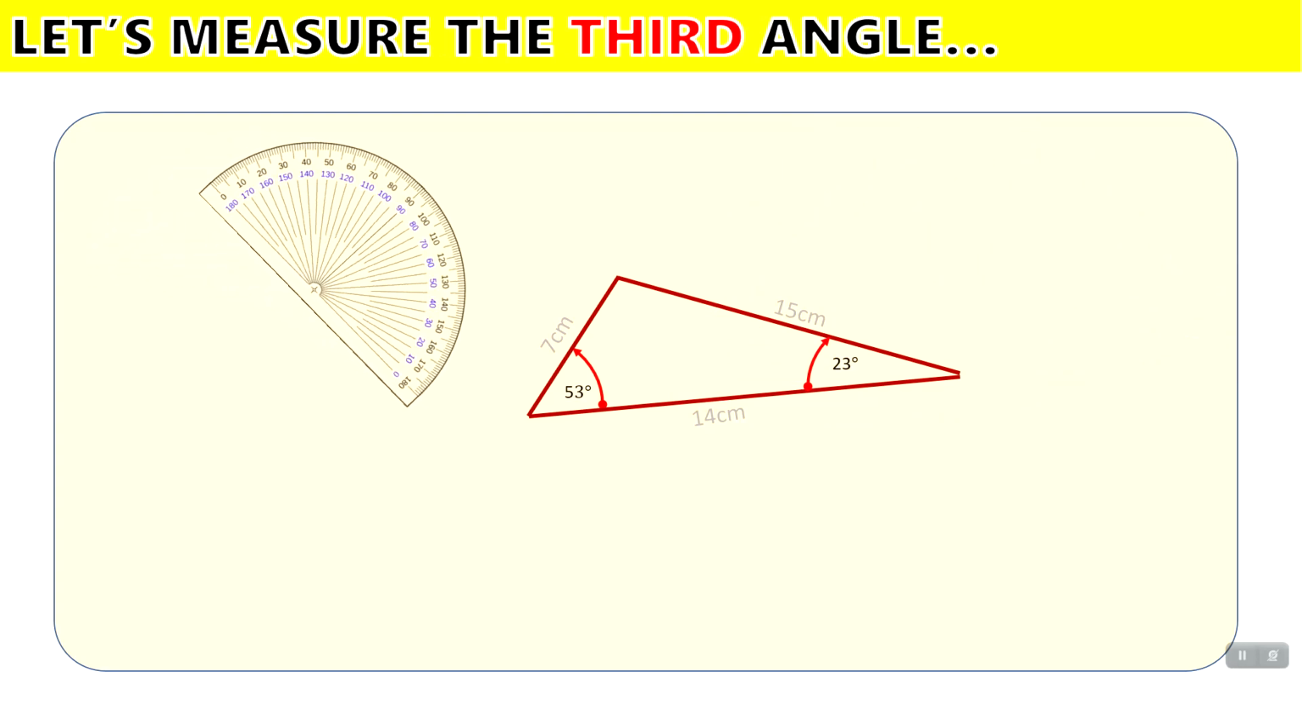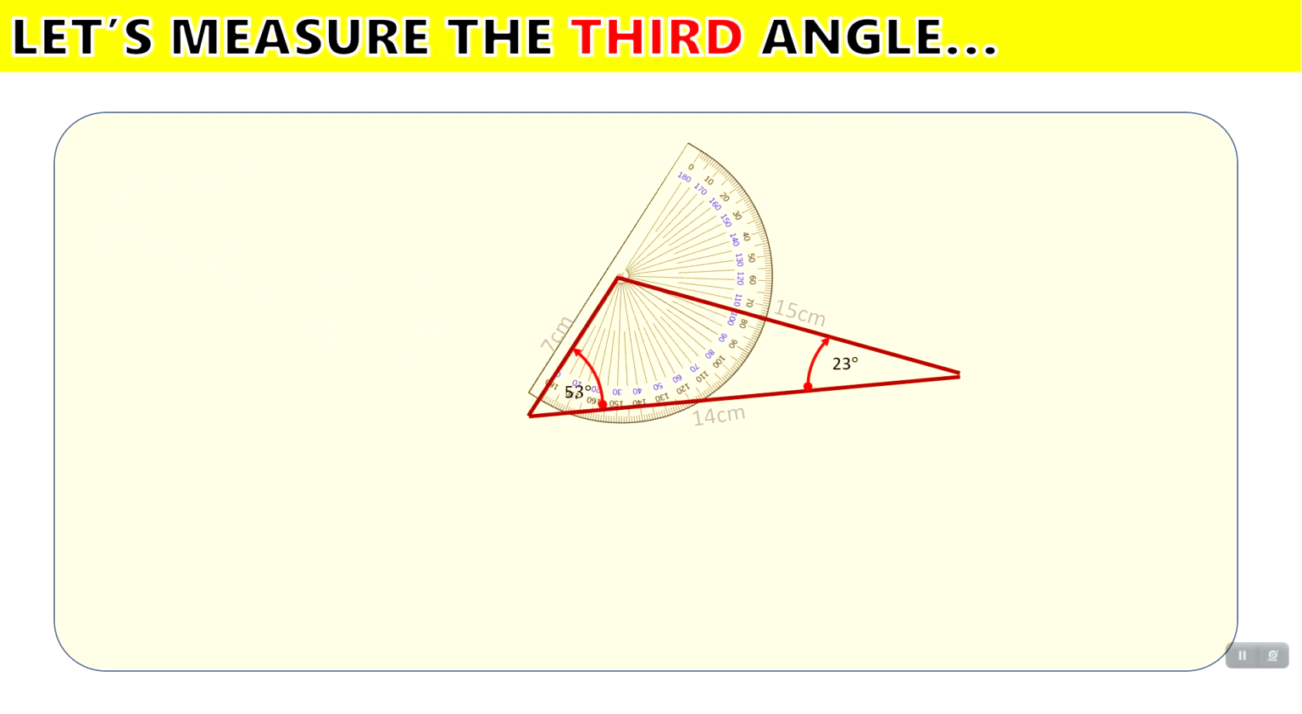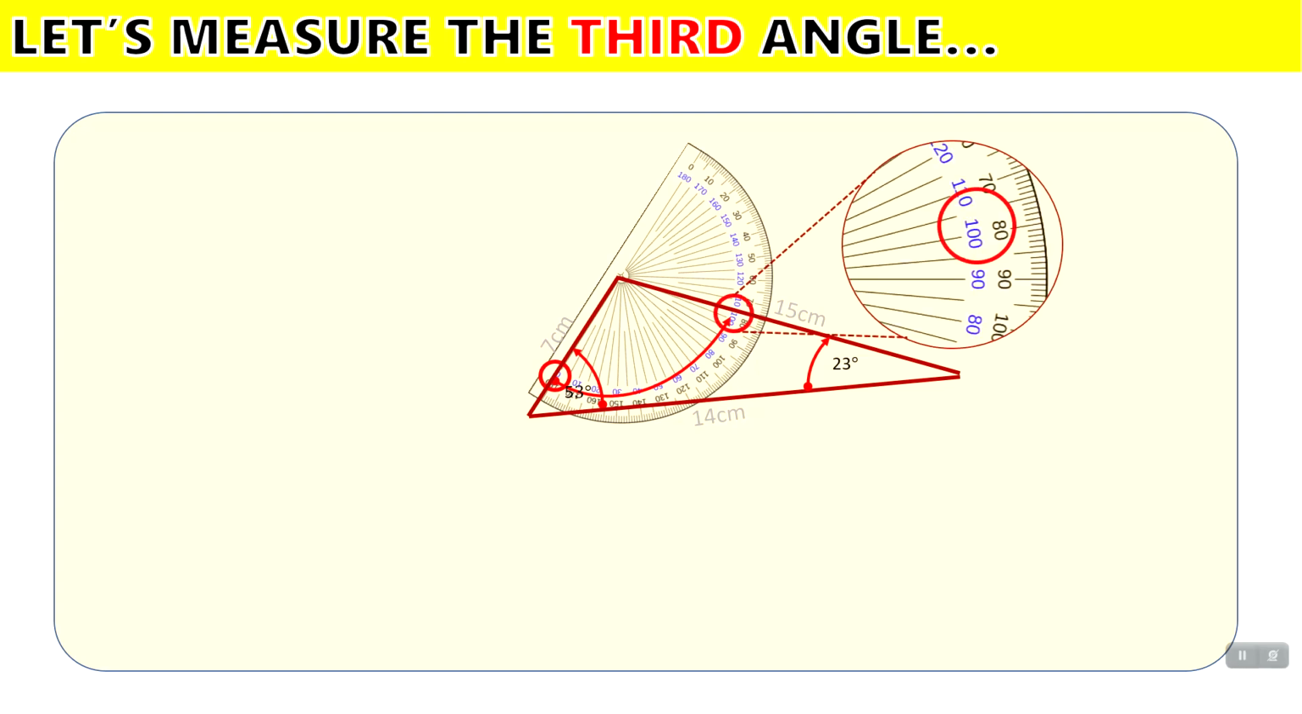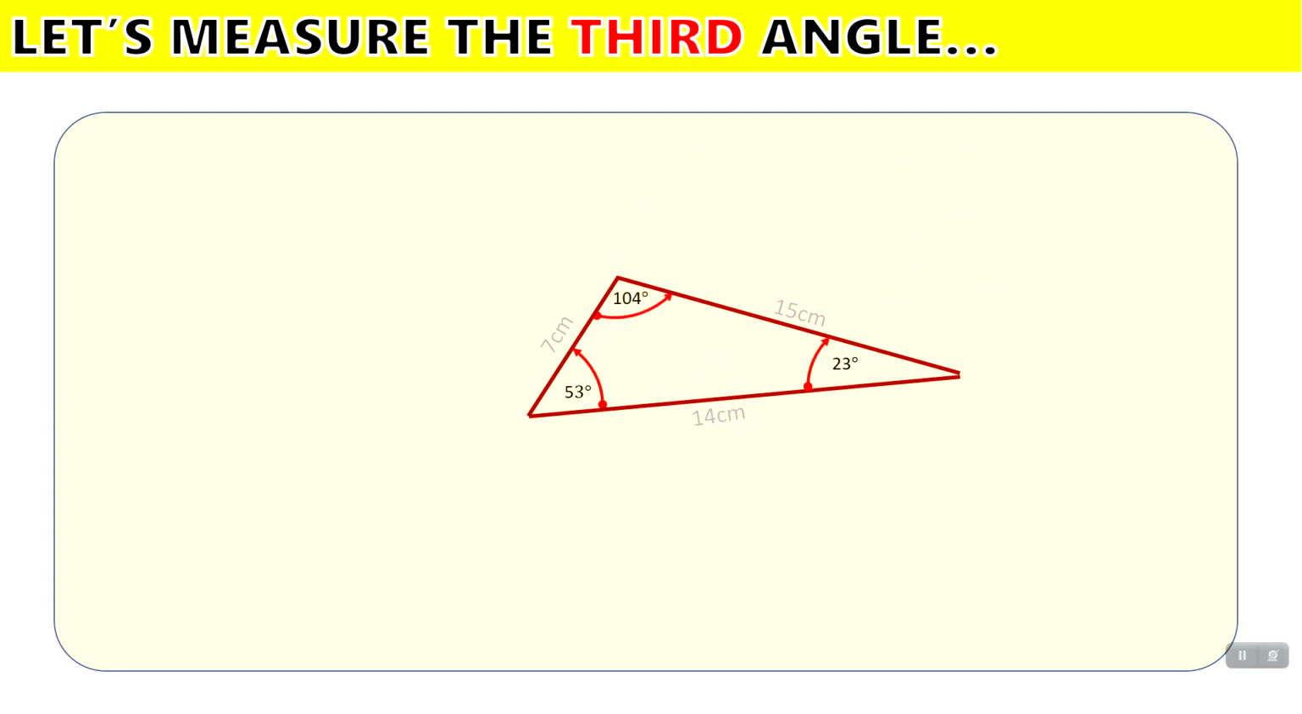Now let's check the third angle. We line the protractor up. We find 0. And we go all the way around. We see that it is between 100 and 110. And it's almost at the midpoint, 105. And it looks like it's about 104 degrees. And so we can see we have three sides. They're all different lengths. And three angles, all different sizes.